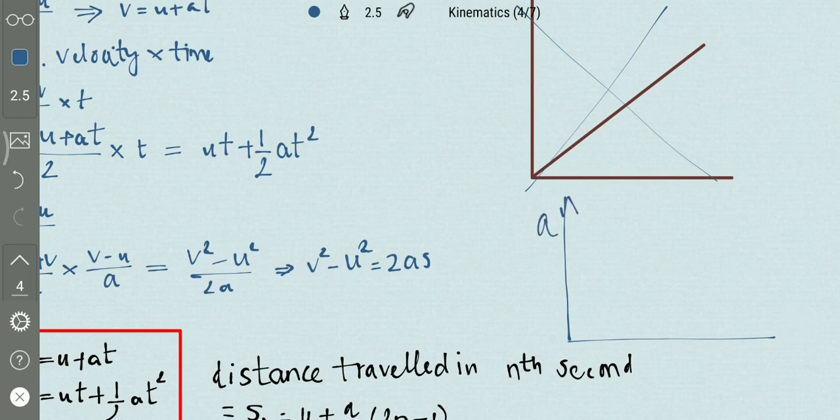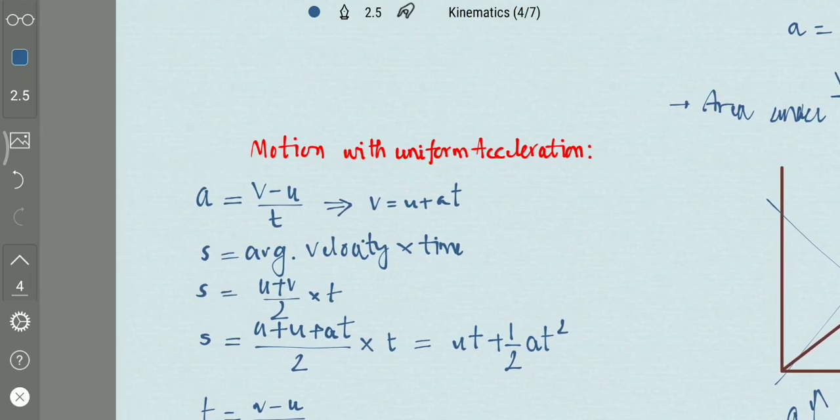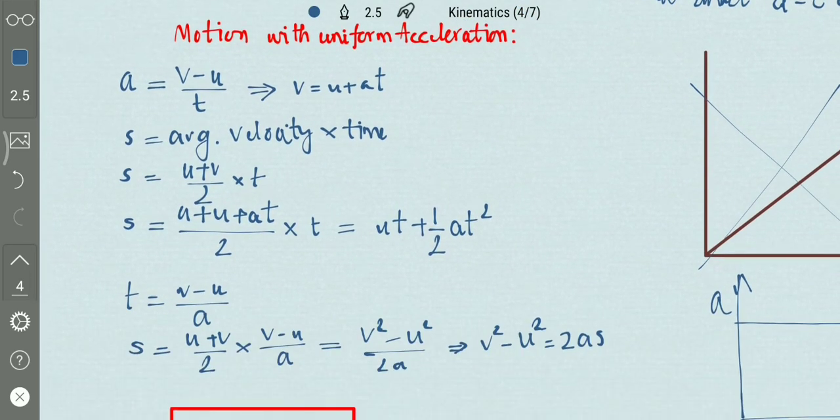If this is acceleration and this is time, the uniform acceleration will be like this. So in motion with uniform acceleration, acceleration can be given by (v minus u) by t. Since the motion is uniform, the velocity increases gradually with respect to time. So it is (v minus u) by t, which can be written as v is equal to u plus at.